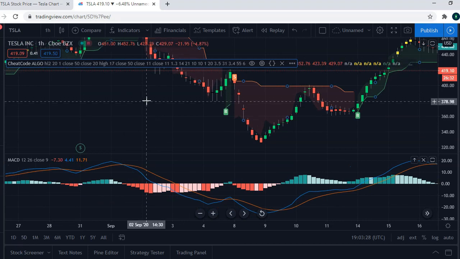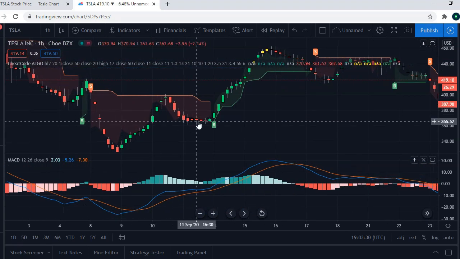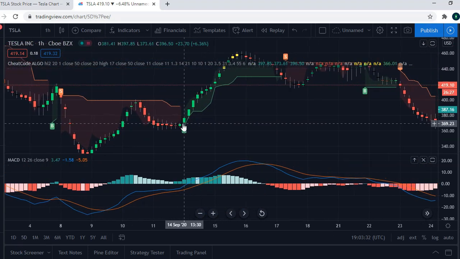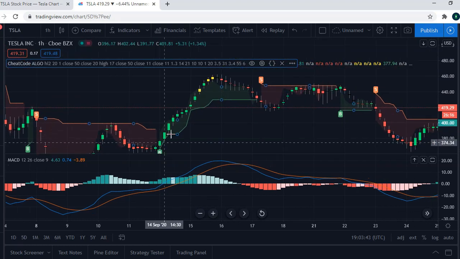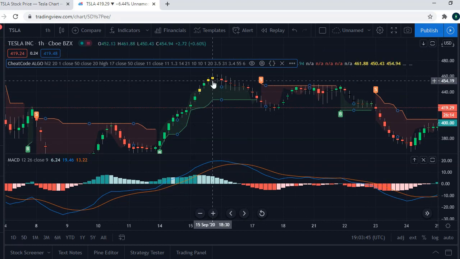So you've made money going up and going down. And now you're free to take another trade here once you get another buy signal. You get a buy signal here. Very strong trend going up. Green candle. You enter this trade at 373. Ride it up to 454.